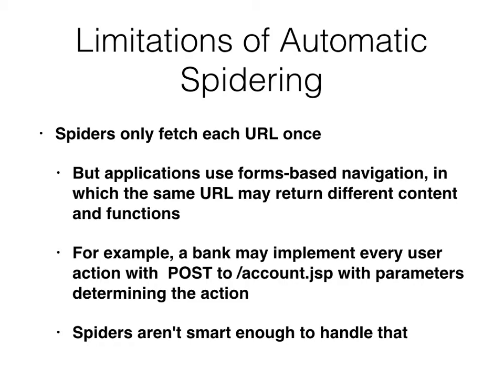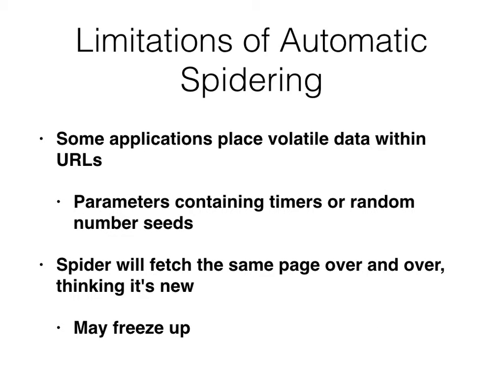And another thing that's nasty, you'll have a parameter that changes the page, but it's all from the same URL, so that's a mistake. And then there's the opposite thing. Some applications put things that change in the URL, like a timestamp or a date stamp or a session token. So in fact, the same page has a different URL over and over and over. So the spider will load many, many copies of that page thinking they're all different. Sort of like an endless loop.